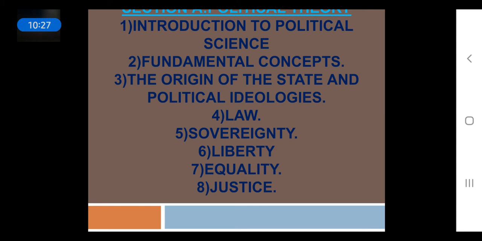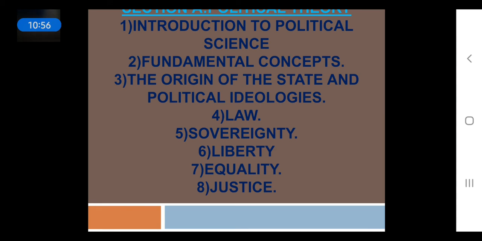The next one is equality. In equality you'll be studying the meaning and the kinds of equality. Next is justice. In this you have to study the meaning and the kinds of justice. What do you mean by justice? What are the kinds of justice? Such things you're going to be studying in this chapter, justice.